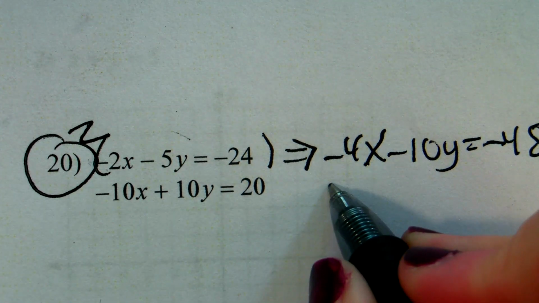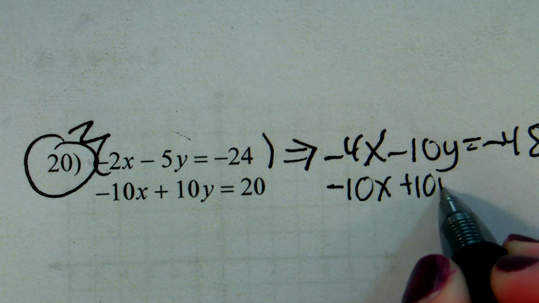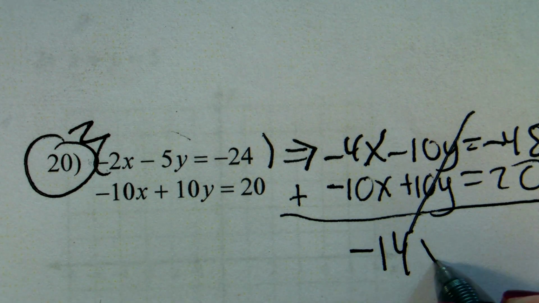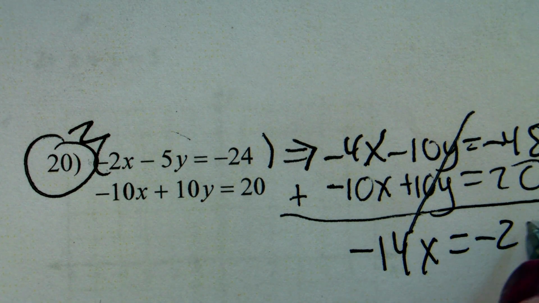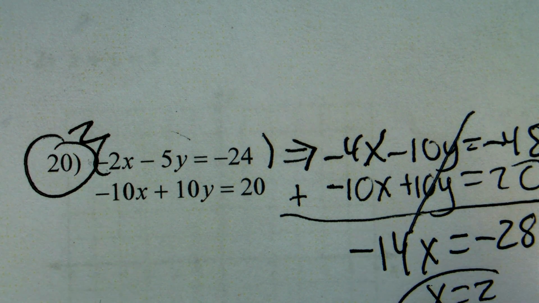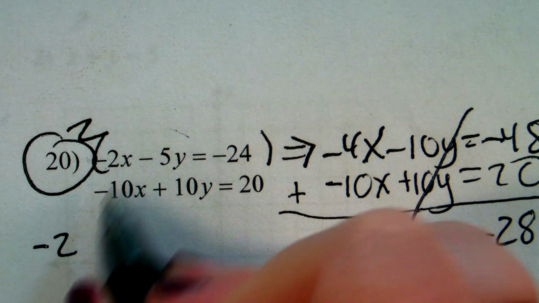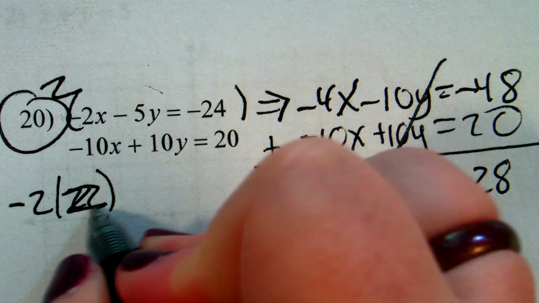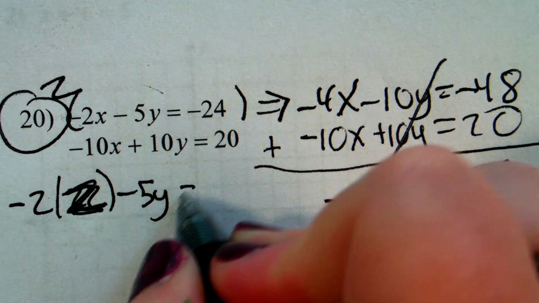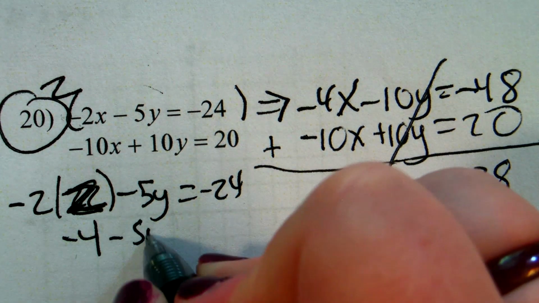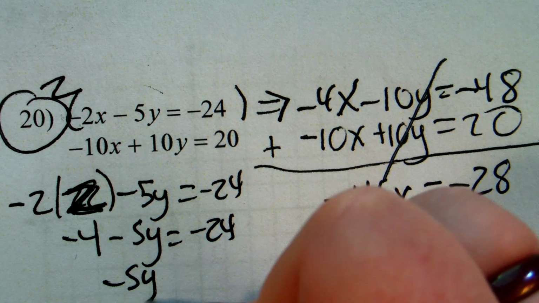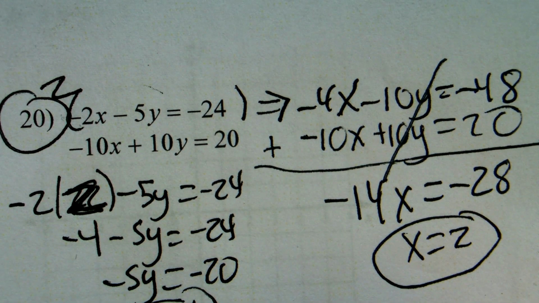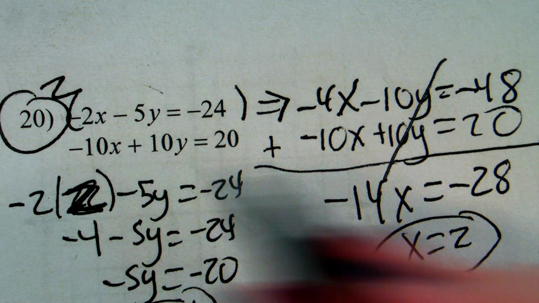Then you rewrite the other equation. It doesn't need to be changed. The y's cancel when we add. We get -14x equals, and when you add these together, you get -28. X equals 2. Then you substitute it back into one of the equations. I'm using the top equation. It's a 2. Minus 5y equals -24. -4 minus 5y equals -24. -5y equals -20. Y equals 4. 2, 4.